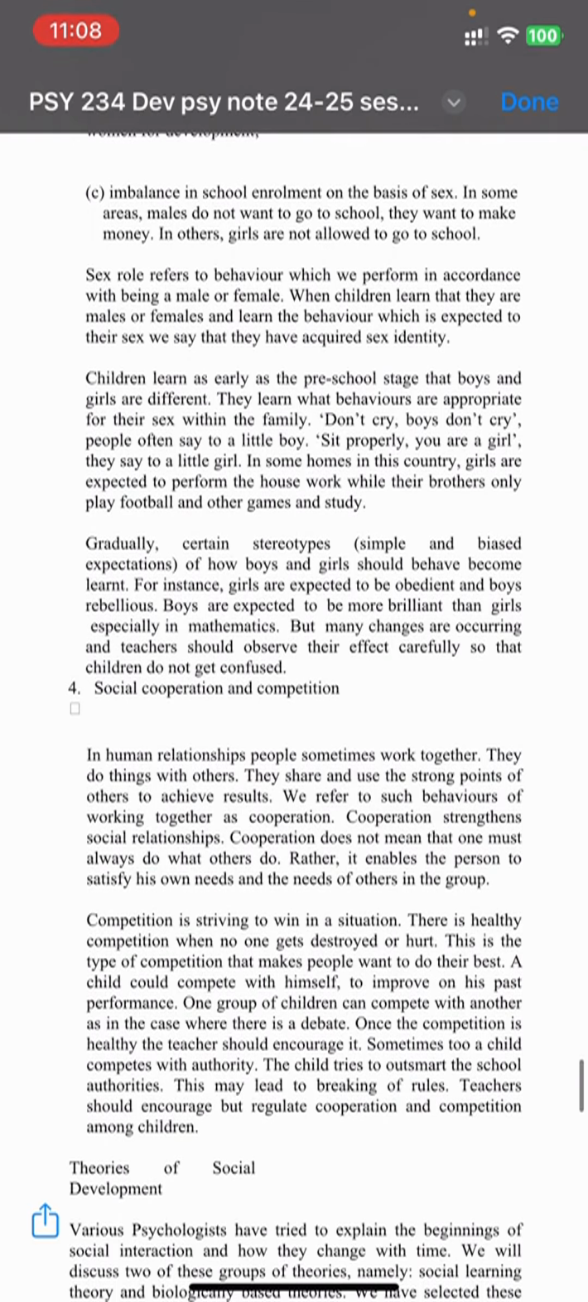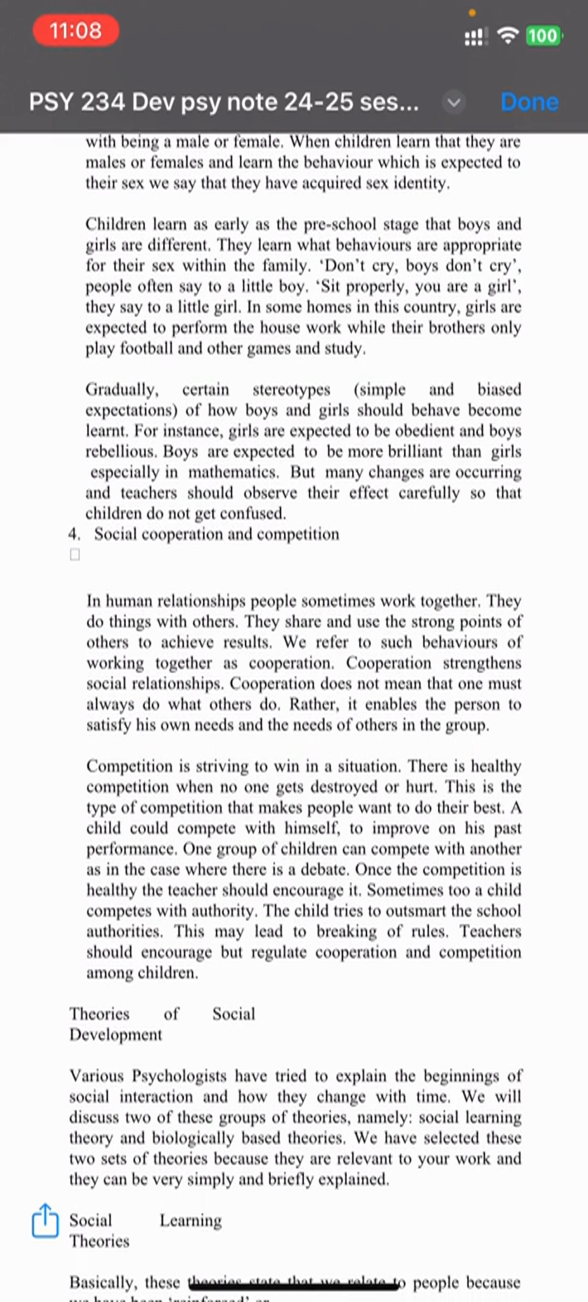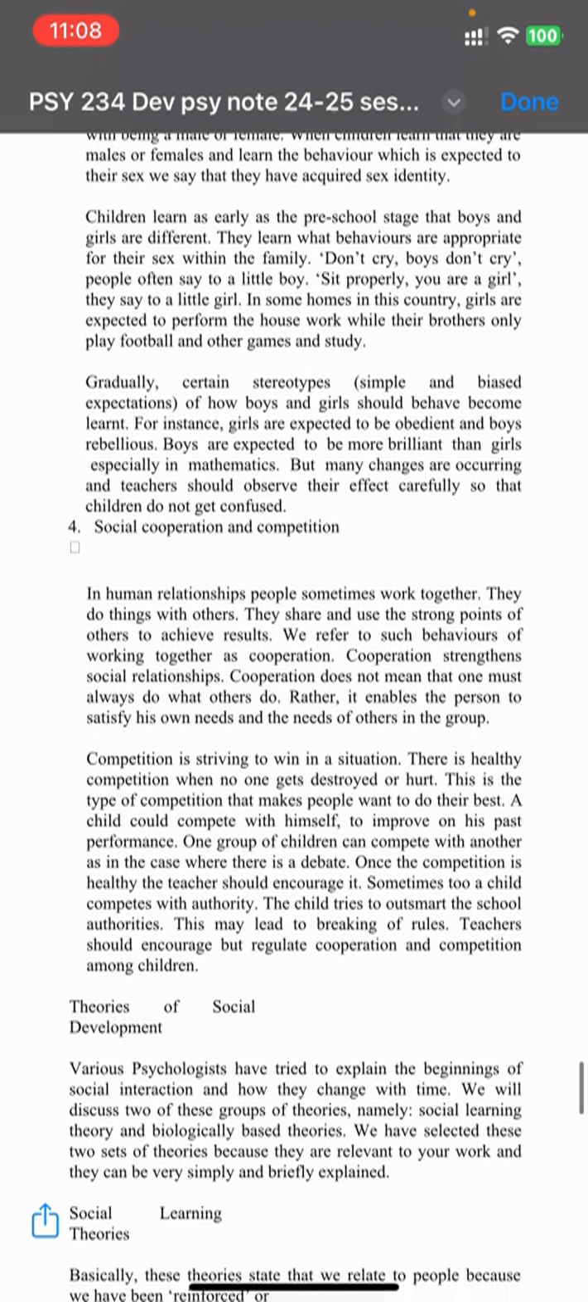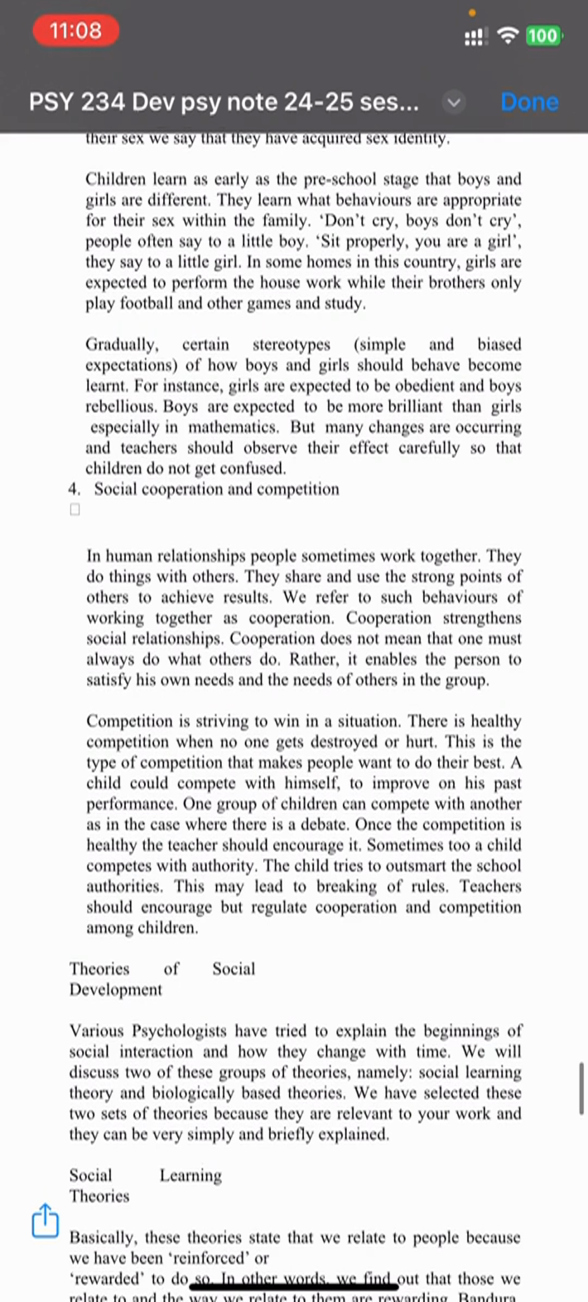Now, social cooperation and teamwork. As humans, we cooperate with one another to achieve great things. Cooperation does not mean that one must always do what others do. Rather, it enables the person to satisfy his own needs and the needs of others in the group.